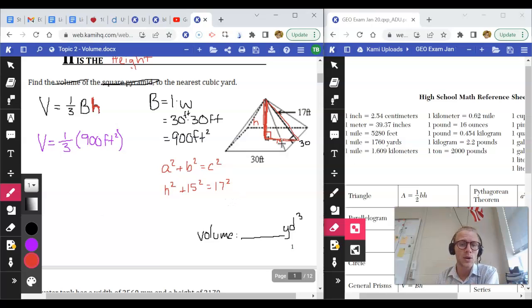Okay, pause the video, maybe even rewind it. Take a look at what we've done so far, just finding the height. This is a lot of steps, and that's okay.